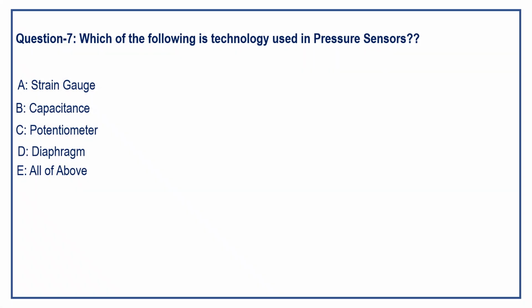Question is, which of the following technology can be used in pressure sensors? Let's see the options. Option A, strain gauge. Option B, capacitance. Option C, potentiometer. Option D, diaphragm. Or option E, all of above.